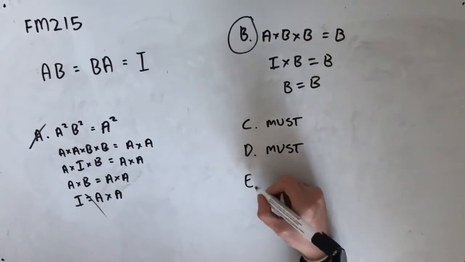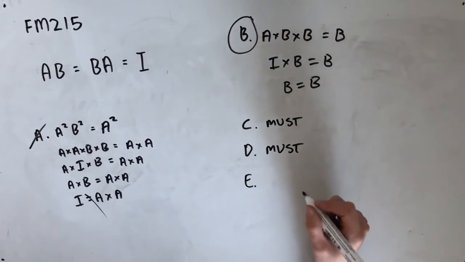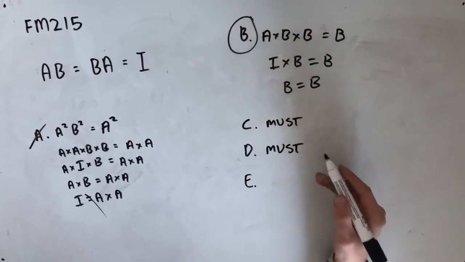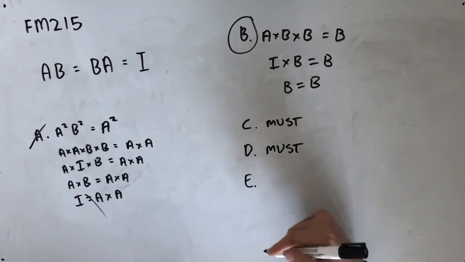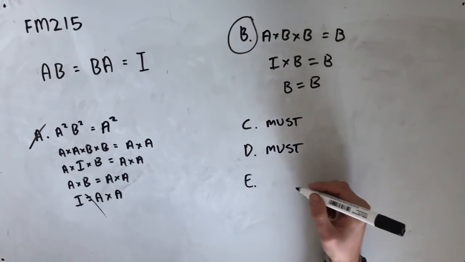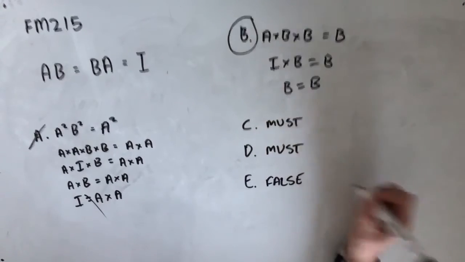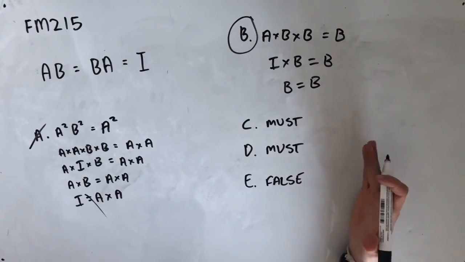The final option, E, says A must equal B. It could, in theory, but doesn't have to. So the fact that it says A must equal B is not true, leaving B as our correct answer, and that's how you do this question.